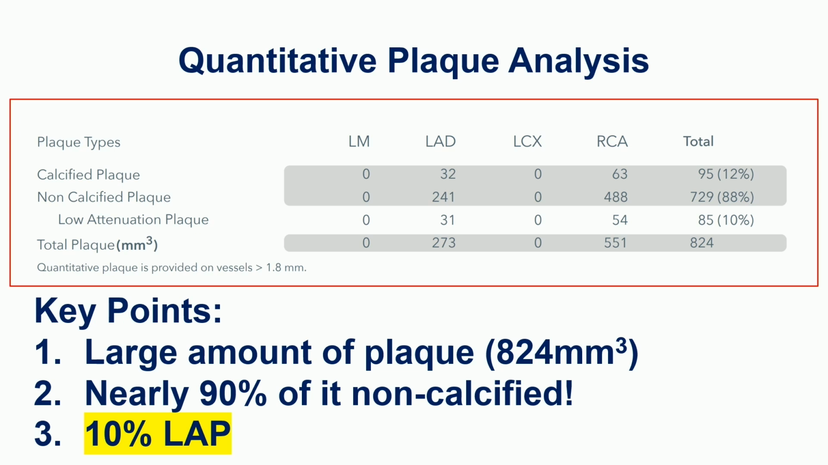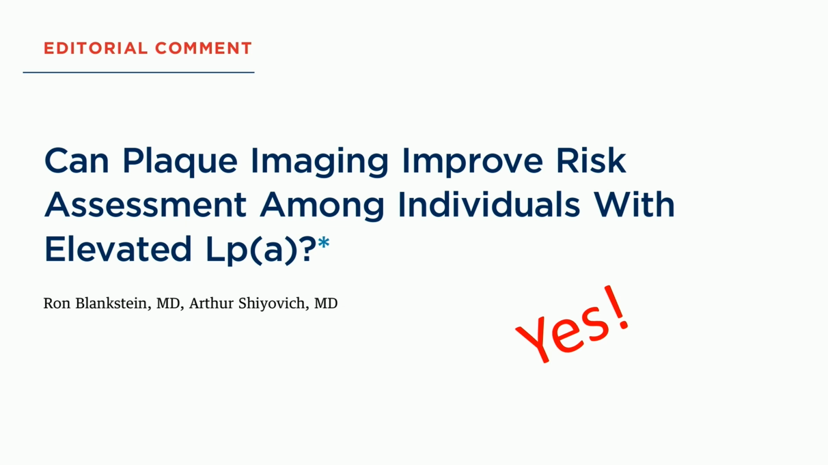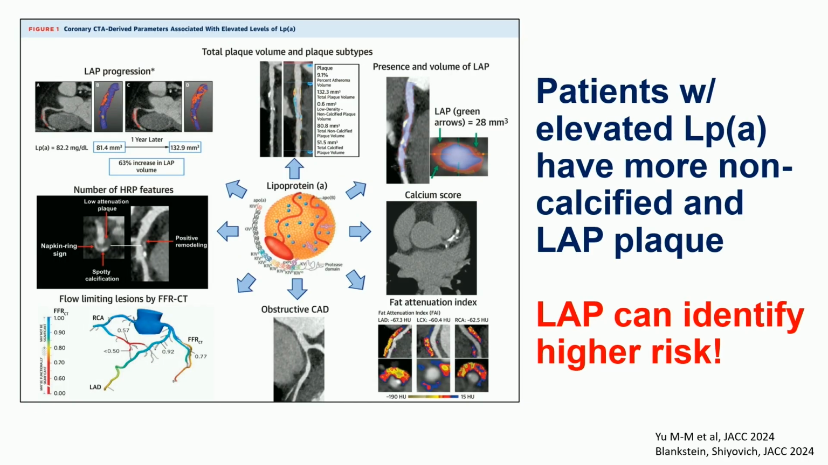So with all these measurements, you can ask, well, does plaque imaging really improve risk assessment? Can we just visually take a look at how much plaque there is? And this is from an editorial led by Dr. Shayevich, who's here in the audience, that really summarized some of the impact of elevated lipoprotein A on plaque. Again, this is a young individual with very high lipoprotein A. And what we know is that when individuals have high lipoprotein A, they have more non-calcified plaque, more low attenuation plaque, and faster plaque progression.